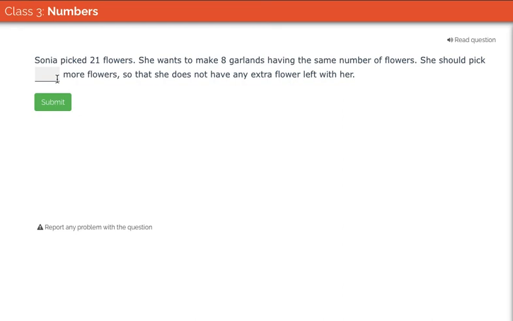Sonia picked 21 flowers. She wanted to make 8 garlands having the same number of flowers. She should pick how many more flowers so that she does not have any flower left with her. In 8's table, the closest number to 21 is 24. So 24 minus 21, which is 3.